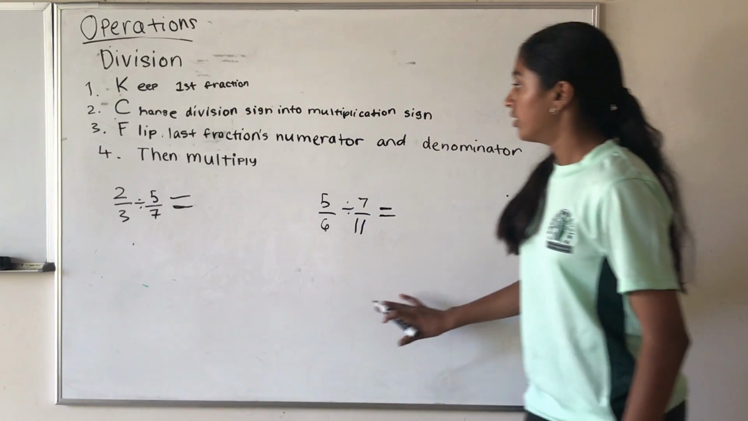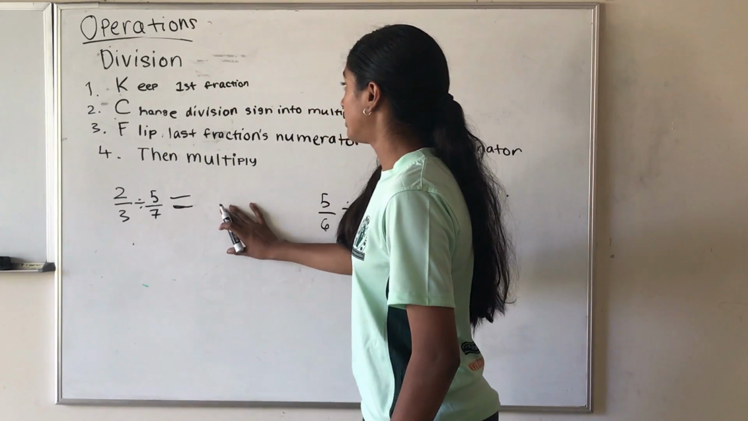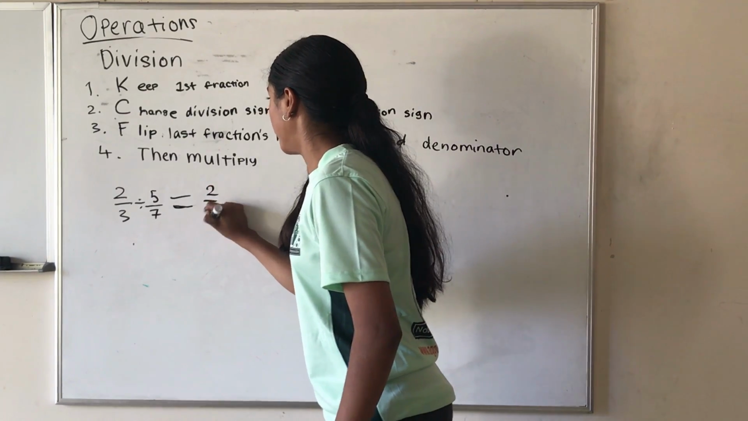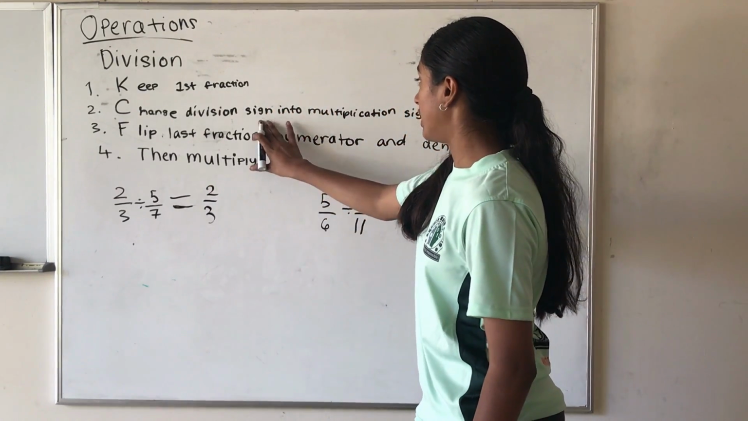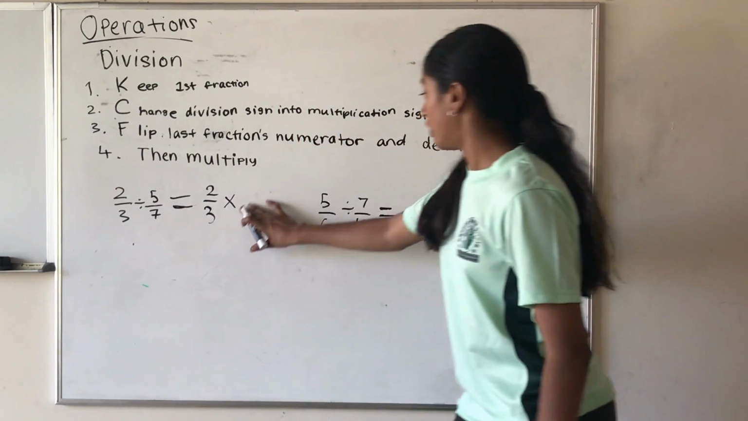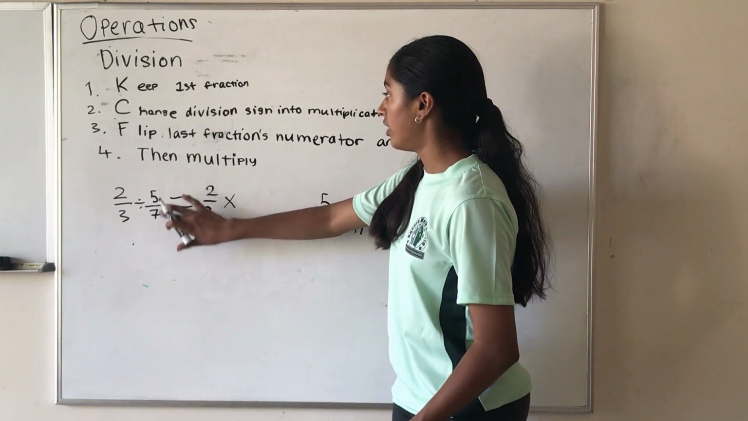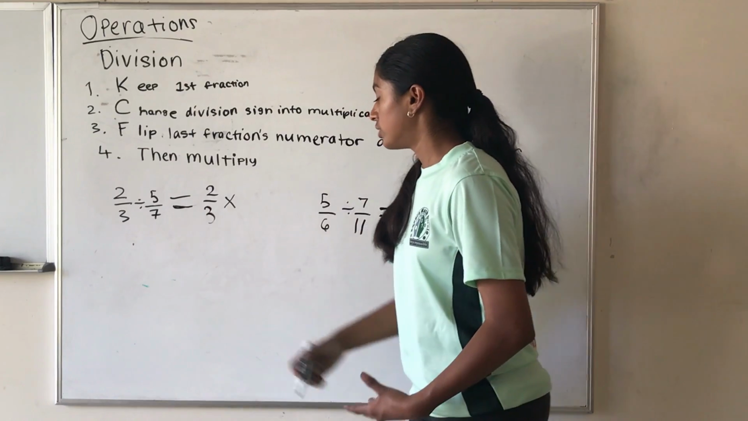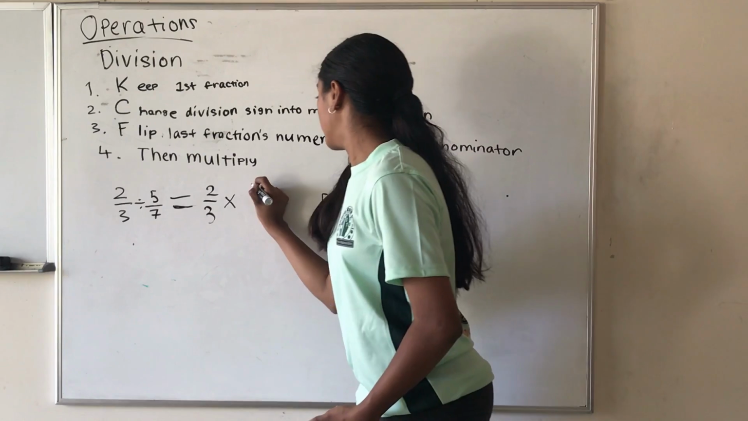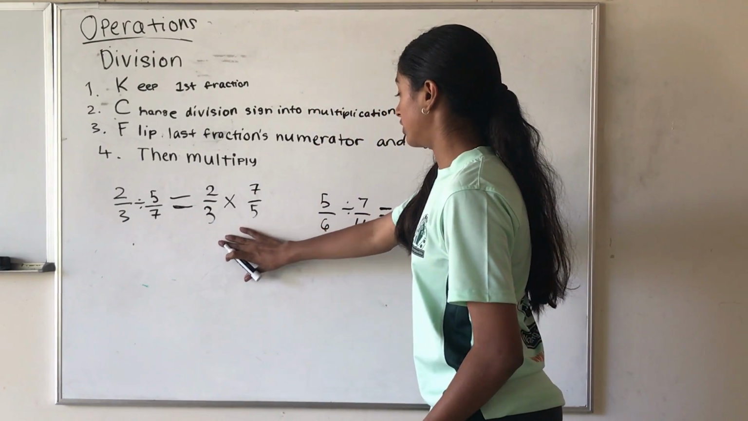So, in this example, 2 over 3 divided by 5 over 7, our first step is to keep the first fraction. So we would just write 2 over 3. And then the second step is to change the division sign into a multiplication sign. So you would write a multiplication sign. Then you have to switch the numerator and denominator of the last fraction. So since the numerator is 5 and the denominator is 7, if we switch it, we would get 7 over 5.